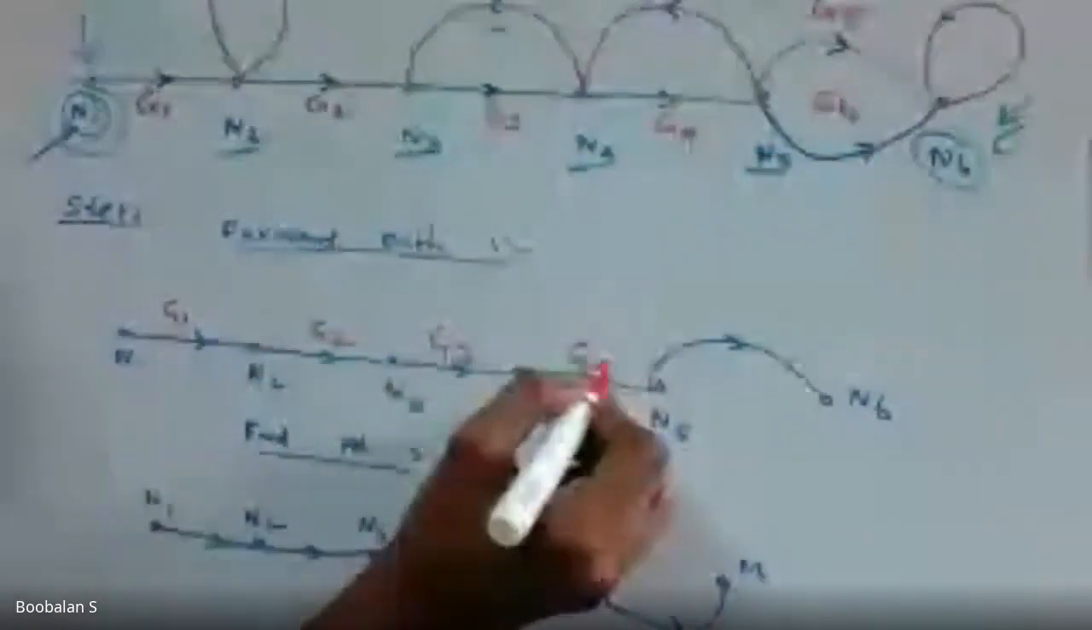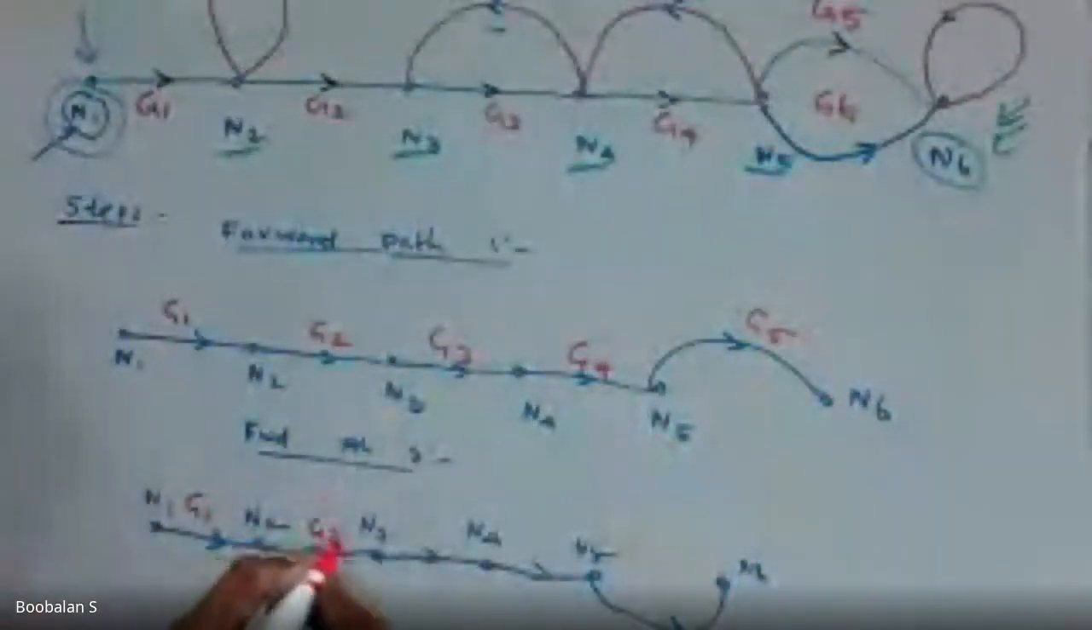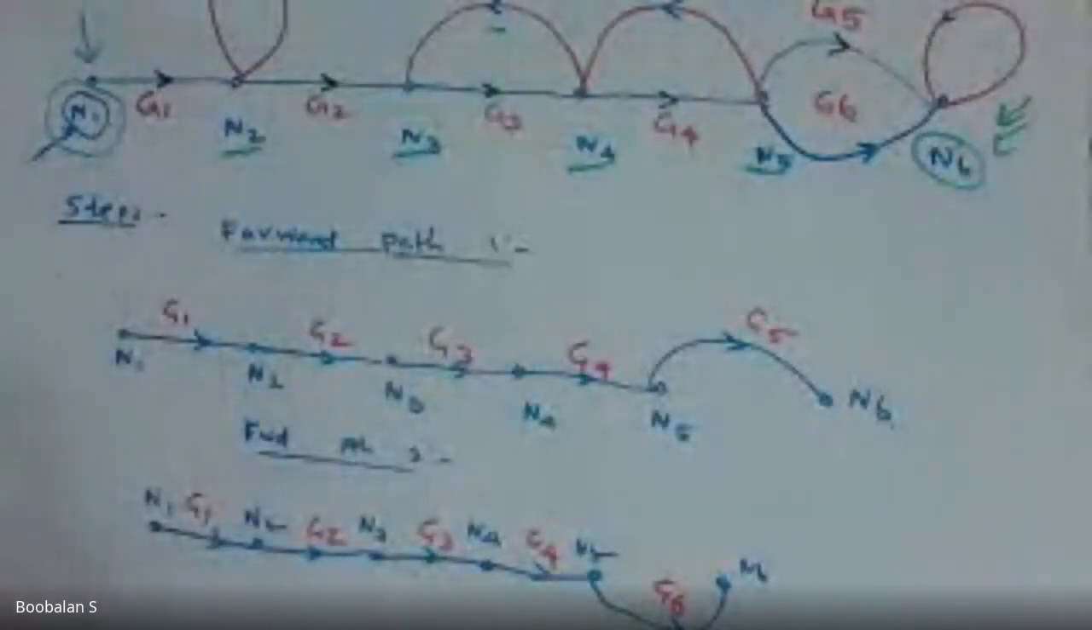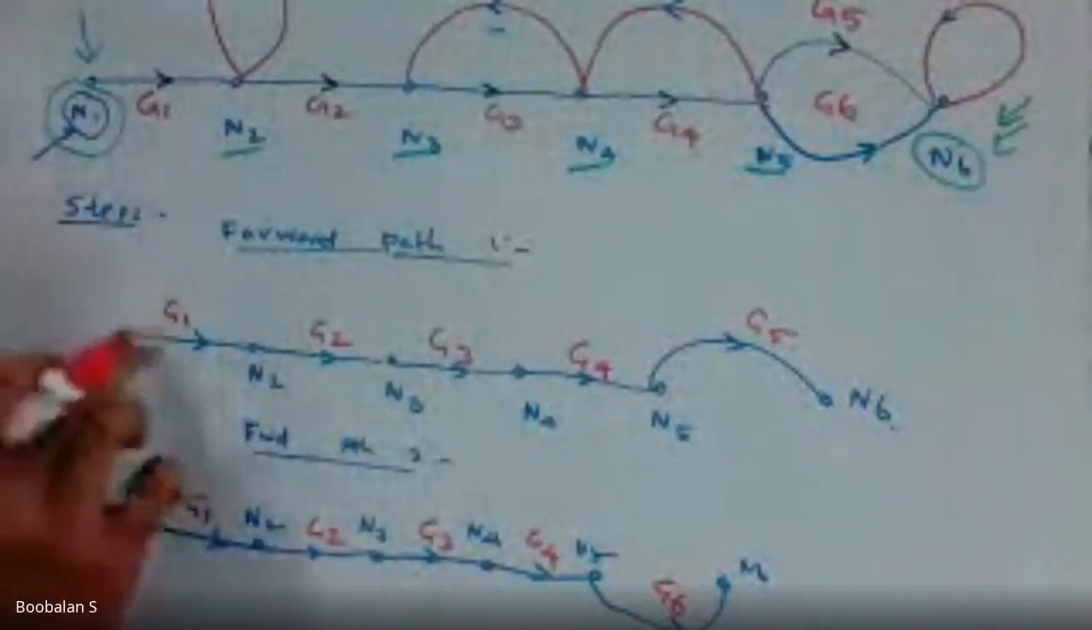G1, G2, G3, G4, G5, and G1, G2, G3, G4, G6. I'm not doing any modification. I'm simply extracting that information, right? So through forward path 1 and forward path 2, now we get forward path 1.